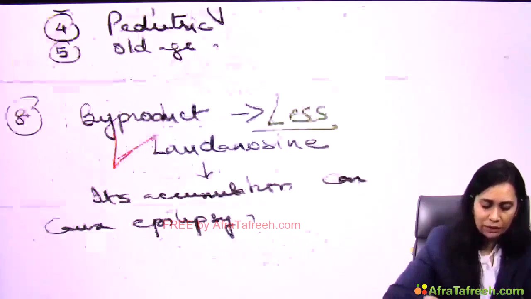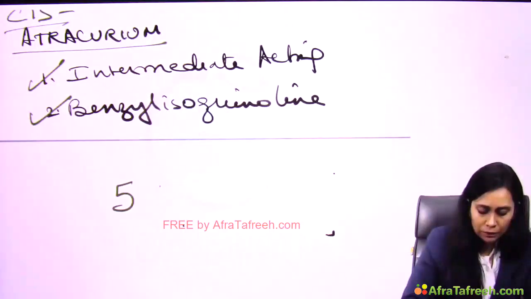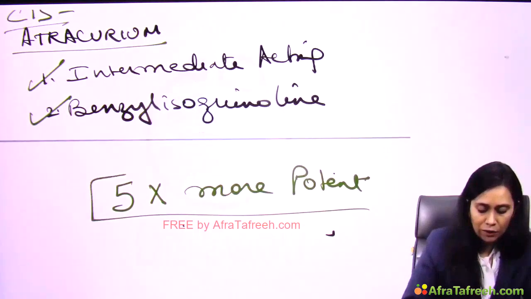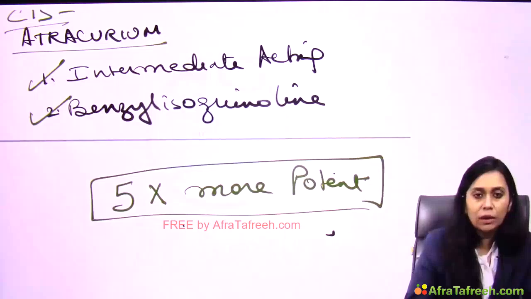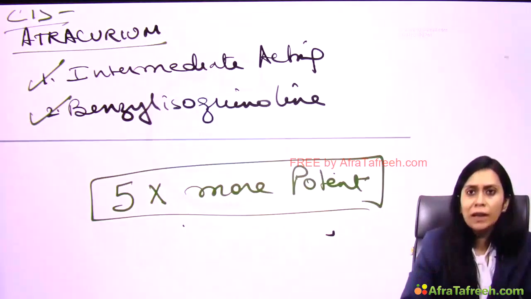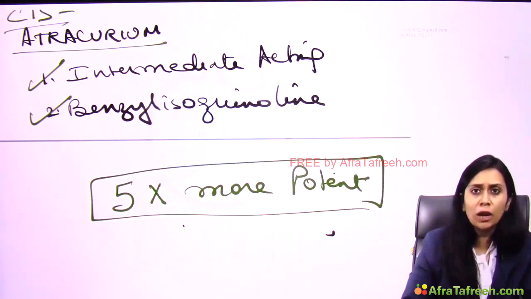Guys, cis atra is 5 times more potent than atracurium. So less dose is given. Less dose, so less byproduct. Less byproduct, less laudanosine, less epileptogenic. So this is the benefit of cis atra over atra.